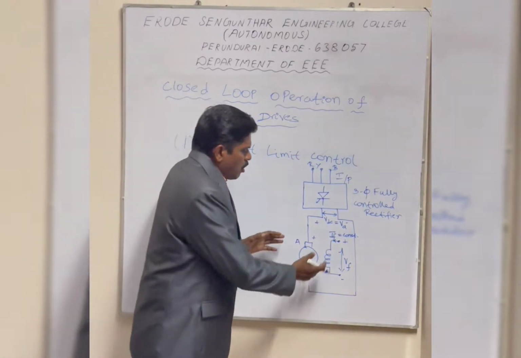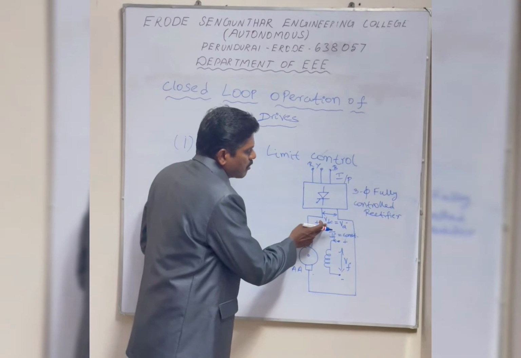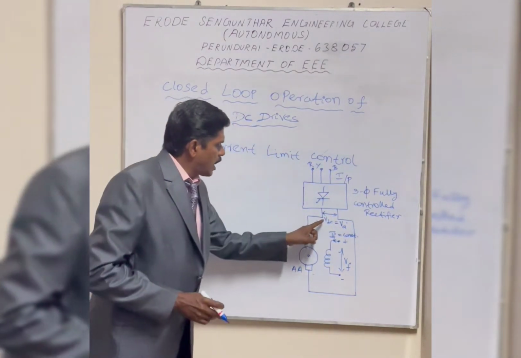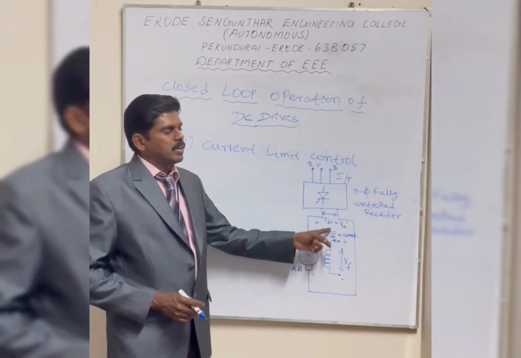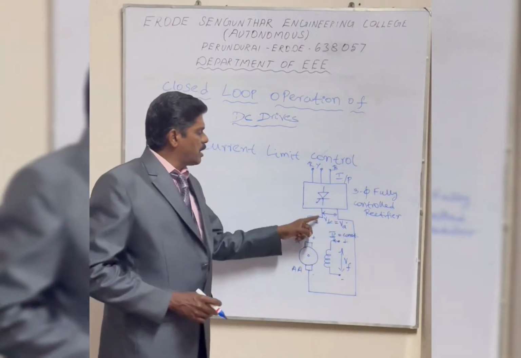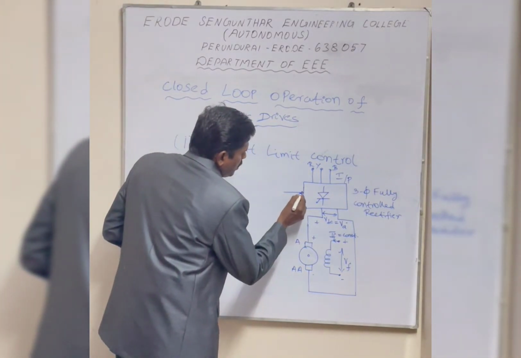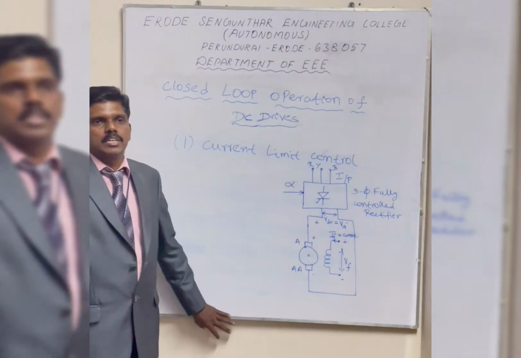Now how do we vary this armature voltage? The armature voltage is the average voltage of the three-phase controlled rectifier. How do we obtain this controllable output voltage? It is obtained by varying the firing angle of the converter.